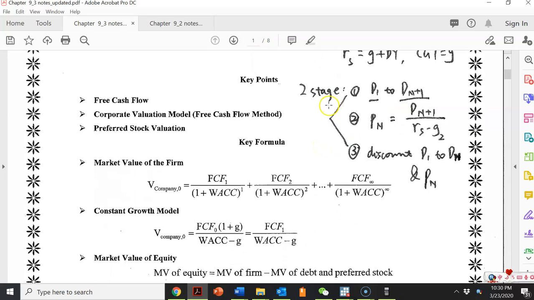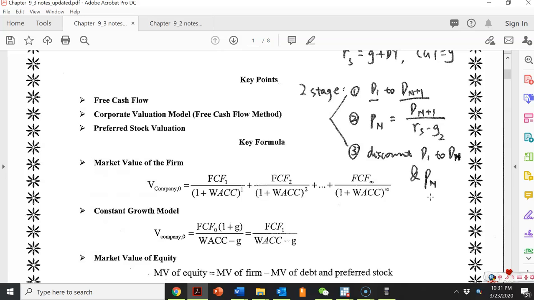In the second model, the non-constant growth model, we have g1, the growth rate in the first period. We also have g2, the constant growth rate in the second stage. We use 3 steps to look for P0. Step 1, we calculate from D1 to Dn plus 1. Step 2, we calculate the horizon value Pn equals Dn plus 1 over Rs minus g2. Step 3, we discount all the dividends in the first stage, D1 to Dn. We also discount the horizon value Pn.